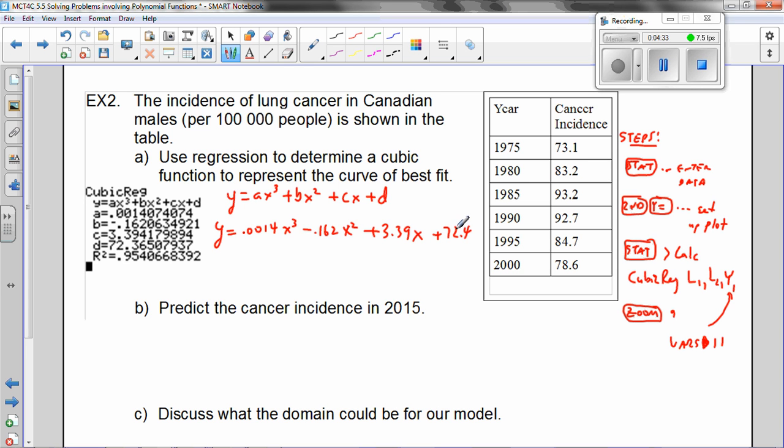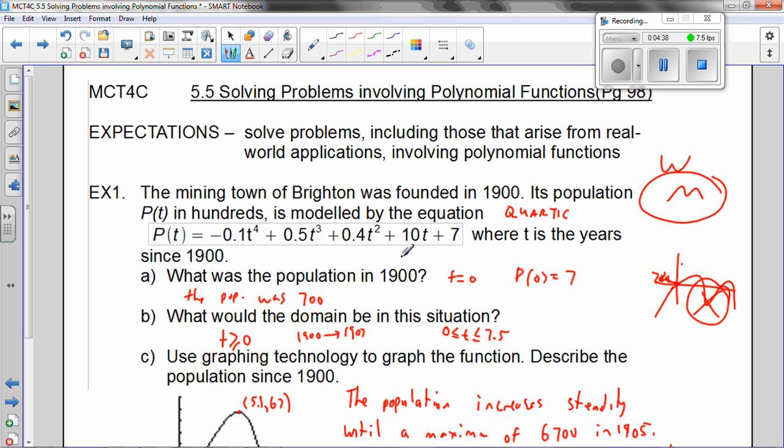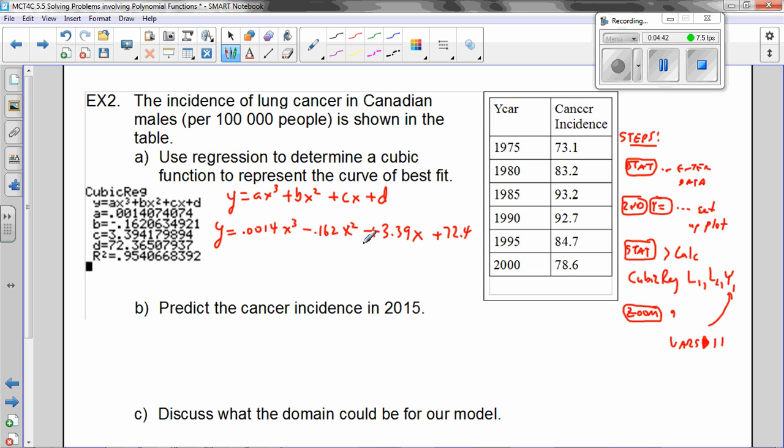72.4, say. Okay, and so, where did they get that Brighton population function? Well, maybe they used a TI-83, not in 1900 they wouldn't have, but maybe whoever was analyzing the data got it.